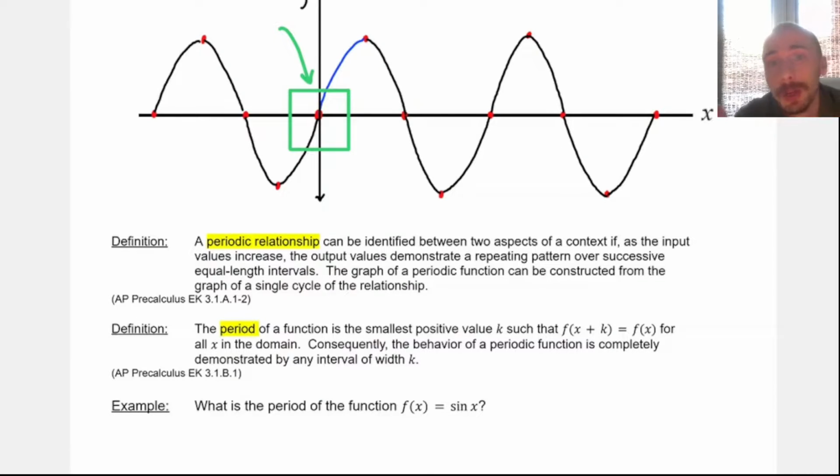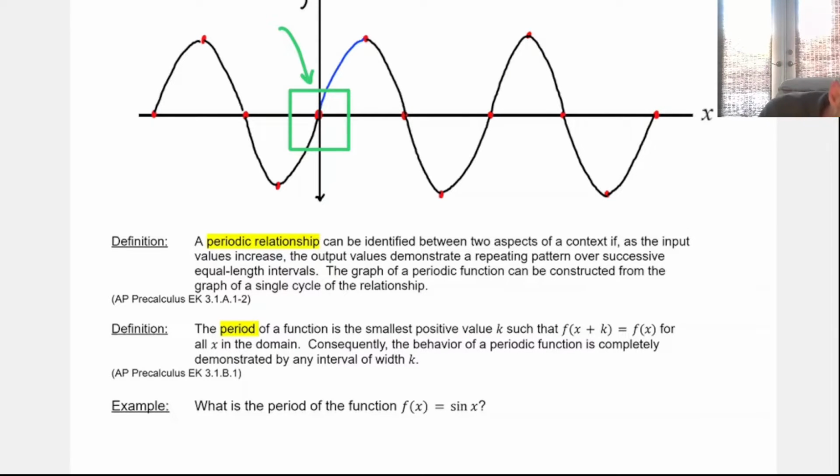All right, now having said that, we need to talk about a periodic relationship and the meaning of the word period. A periodic relationship can be identified between two aspects of a context if we're demonstrating a repeating pattern. That's the key thing there, and I copied the text just right from the AP Pre-Cal course description. That's one of our essential knowledges: if they say it's periodic, that means it repeats itself at standard intervals. And that standard interval where it's repeating itself, that's called the period.